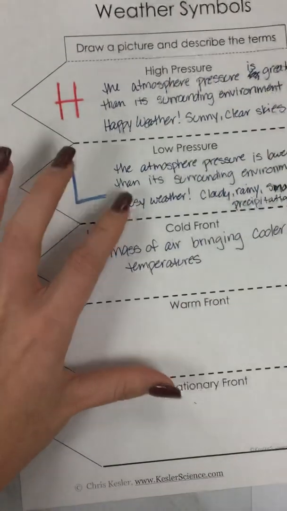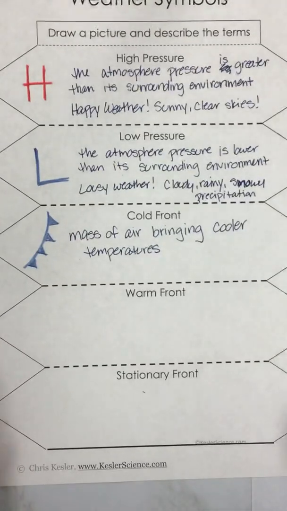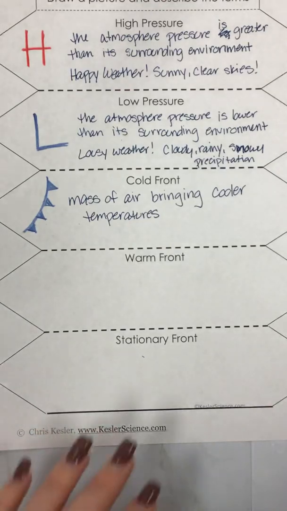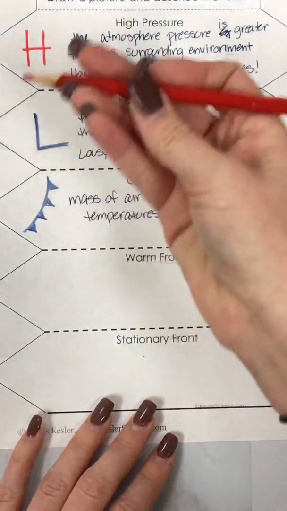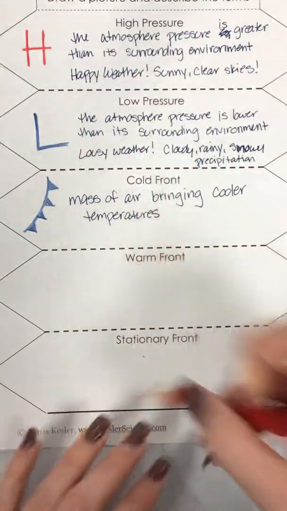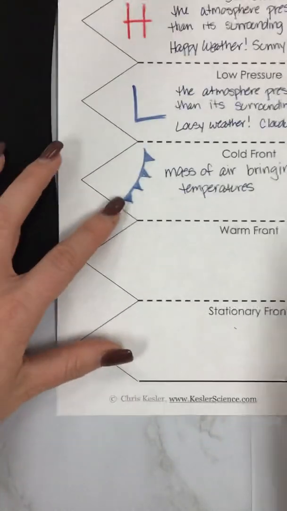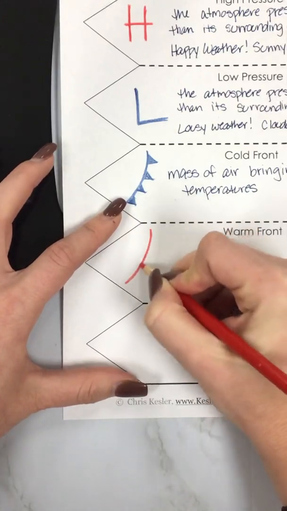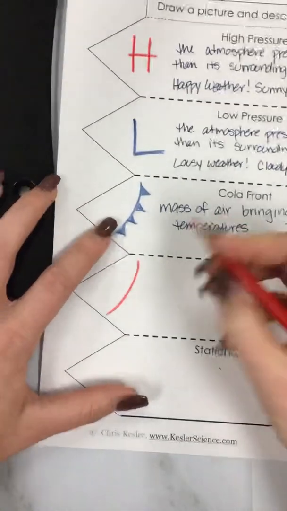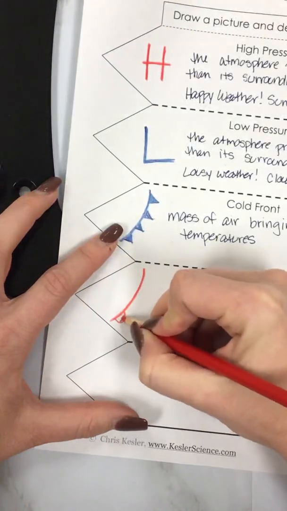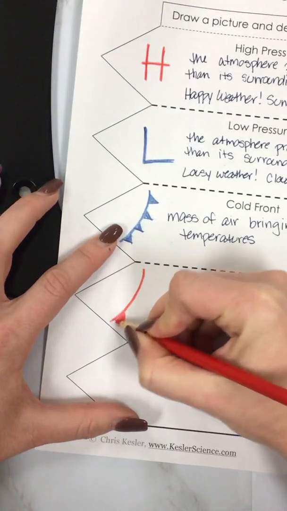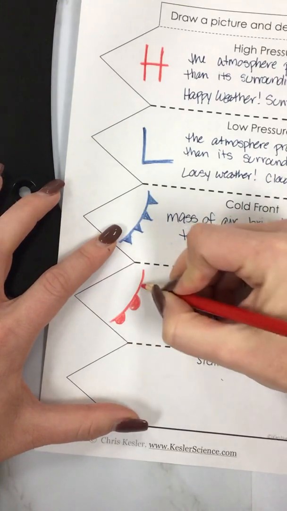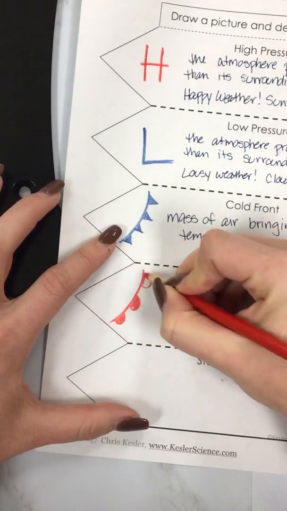A mass of air bringing cooler temperatures. So we're going to move on to warm front. Warm front, we are going to use our red colored pencil. So again, for the symbol, we start with a curved line. But this time, instead of triangles, instead of pointy symbols, warm fronts have half circle symbols. A way that I remember that these are warm front is they kind of look like a sun.